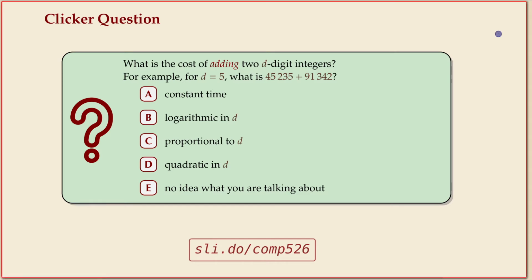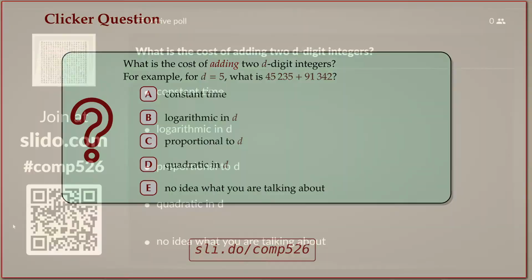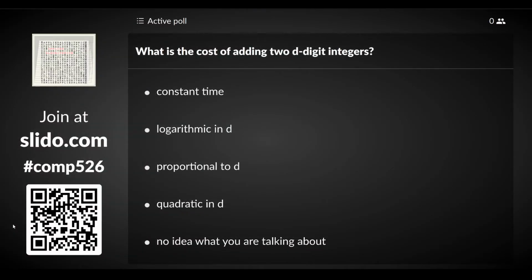And to motivate this, let's do this little question. So over to Slido. And the question is quite simple, right? It's a computer, so it should be able to add numbers. But how long does it actually take to add two numbers?